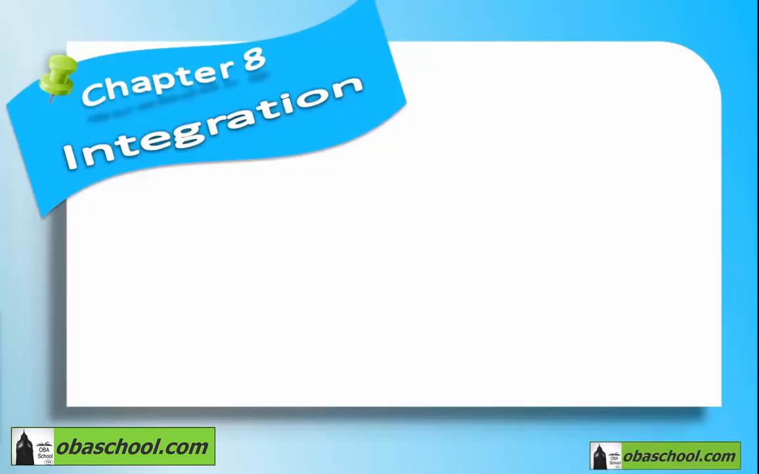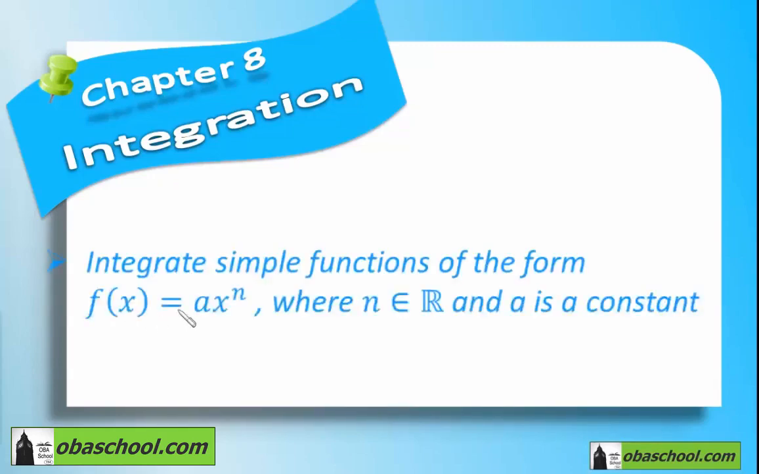In the second tutorial of section 8.1, we are going to integrate simple functions of the form f of x equal a multiplied by x to the power n, where n is a real number and a is a constant, knowing that n does not equal -1.